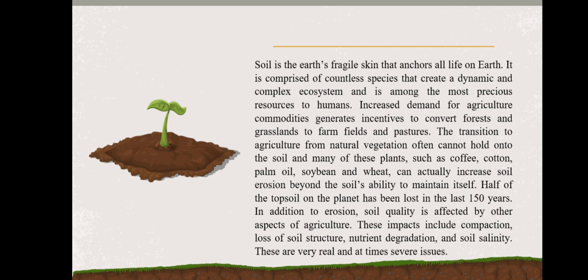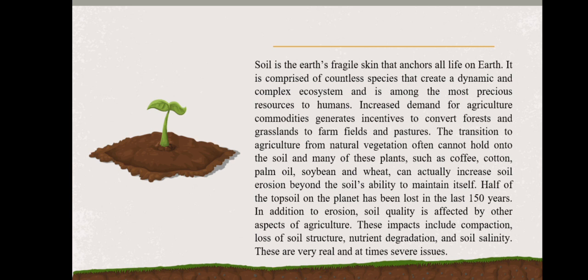Increased demand for agriculture commodities generates incentives to convert forests and grasslands to farm fields and pastures. So the transition to agriculture from natural vegetation often cannot hold on to the soil, and many of these plants, such as coffee, cotton, palm oil, soybean, and wheat, can actually increase soil erosion beyond the soil's ability to maintain itself. Half of the topsoil on the planet has been lost in the last 150 years.